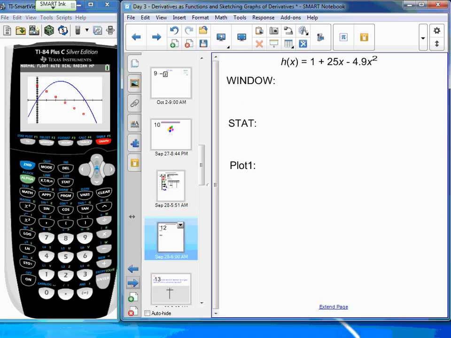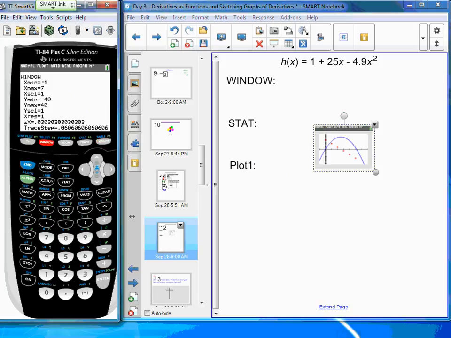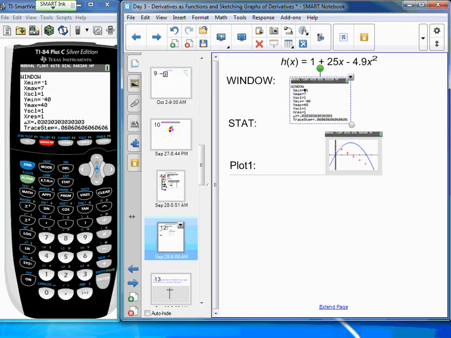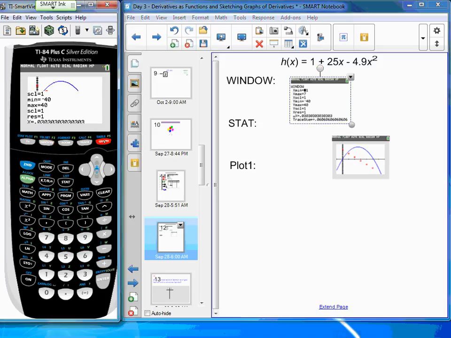Awesome. So that's fun. So we've got our window. We've got our stat plot. And we've got our plot 1 graph. Awesome. So what do we need to do now? Let's do a regression and get the equation that best fits those data points. And so where do we go to get a regression?